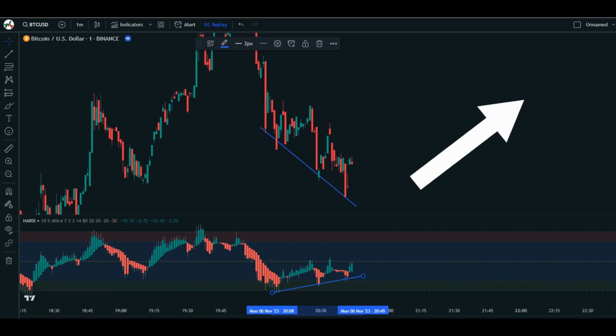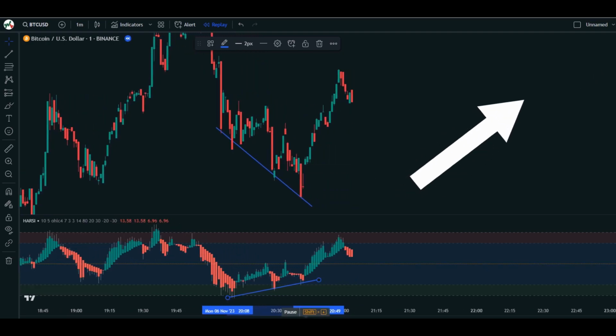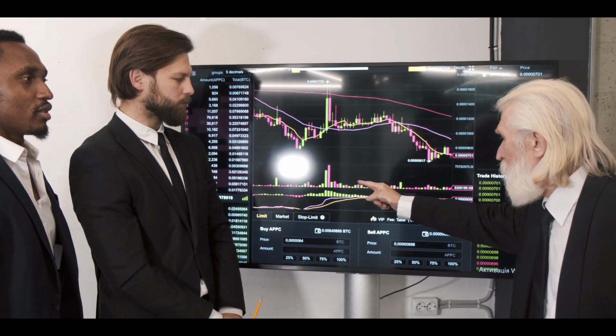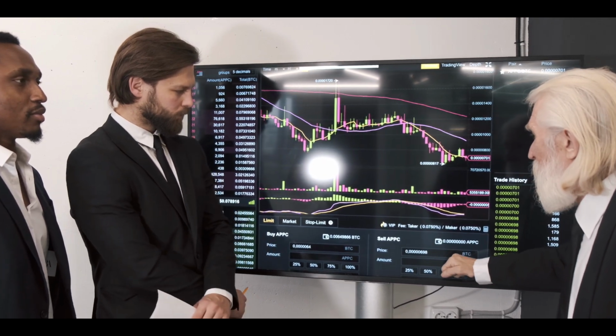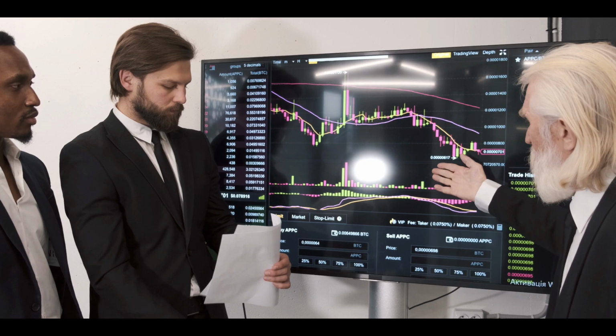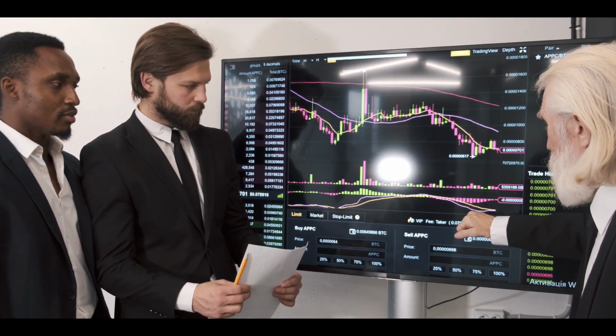By looking at the price action after the bullish divergence formed, we can see that the price made a strong reversal in the upward direction. In order to create a strategy where we can enter into positions using the Heiken Ashi RSI oscillator, let's add a few extra indicators to the chart.